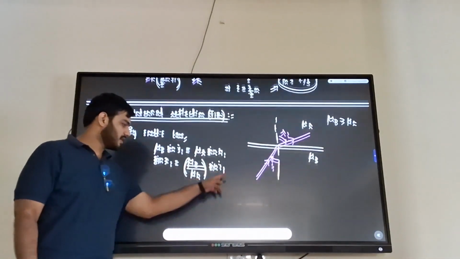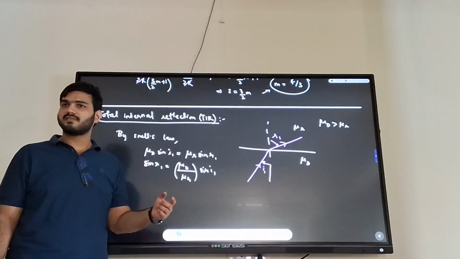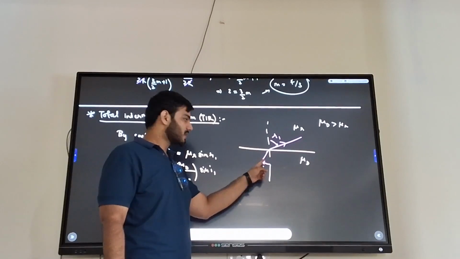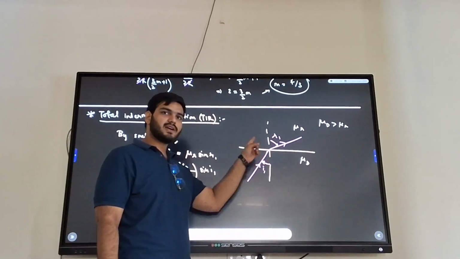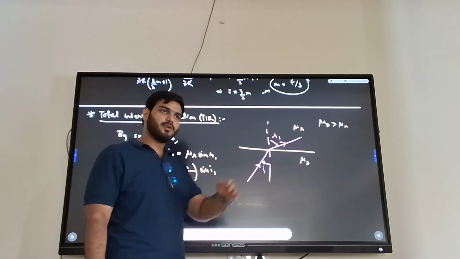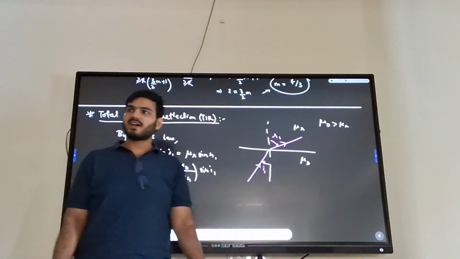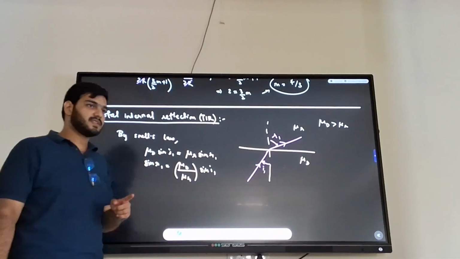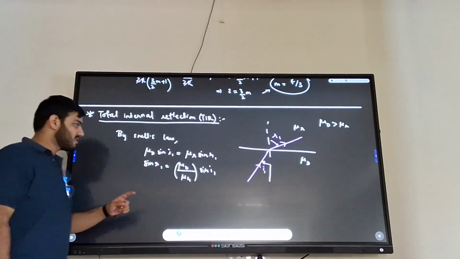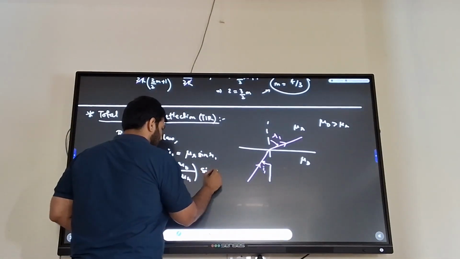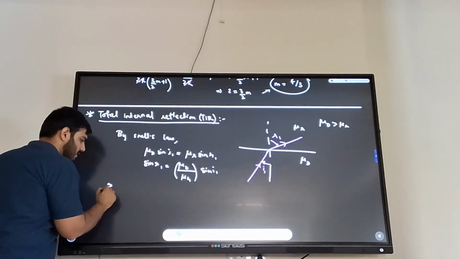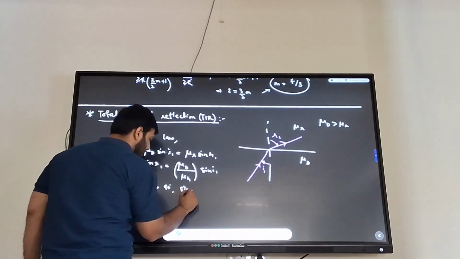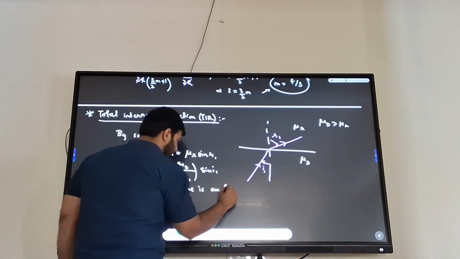Now let me ask you this. Whenever we consider the angles, in what domain do we consider them? From 0 to 90 degrees. Then what is the sine function's behavior in the 0 to 90 degree domain? It's an increasing function, yes or no? Between 0 degree and 90 degree, sine is an increasing function.